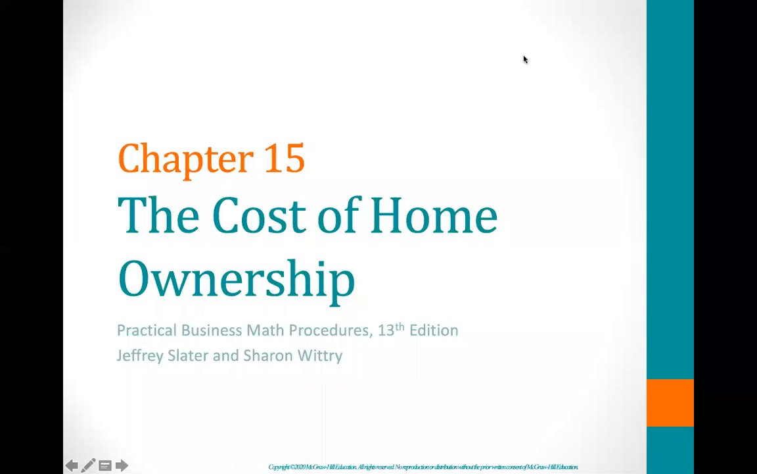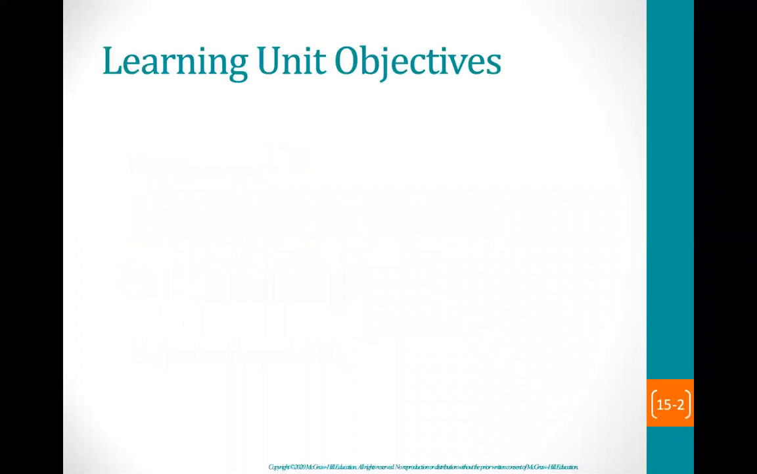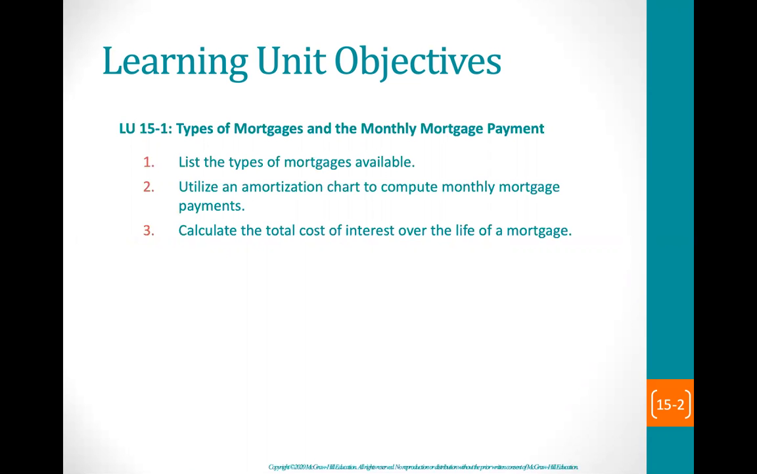Chapter 15, The Cost of Home Ownership. The first learning unit discusses the types of mortgages and monthly mortgage payment. We'll take a look at the different types of mortgages that are available to consumers, utilize an amortization chart to compute the monthly mortgage payment, and calculate the total cost of interest over the life of a mortgage.